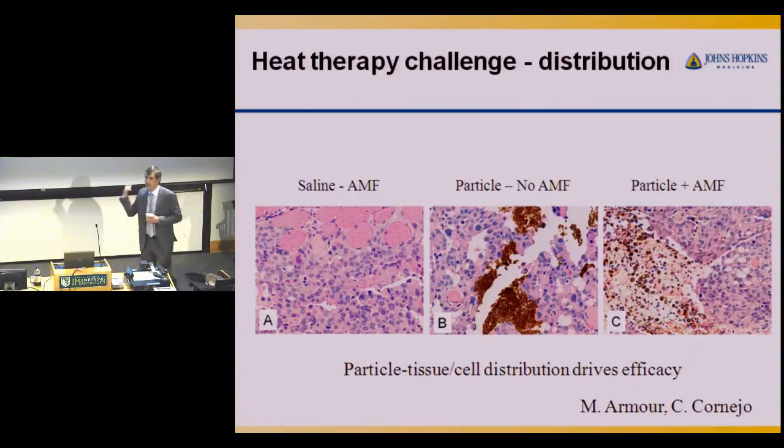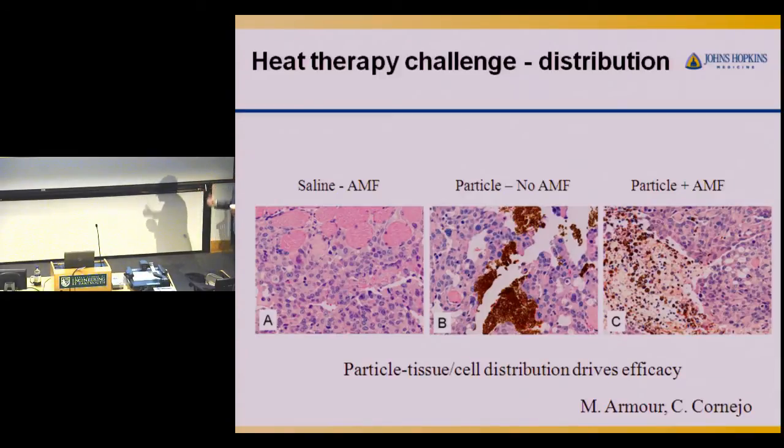So I'm not a histologist, I'm not a pathologist, but this is what I'm told. Middle picture, we've taken a section of tumor where we injected the particles, and you can see, even under H&E staining, you can see where the particles are localized. They're very much localized in that brown gunky region. Those are the nanoparticles. Okay? We did not expose that tumor to the magnetic field.